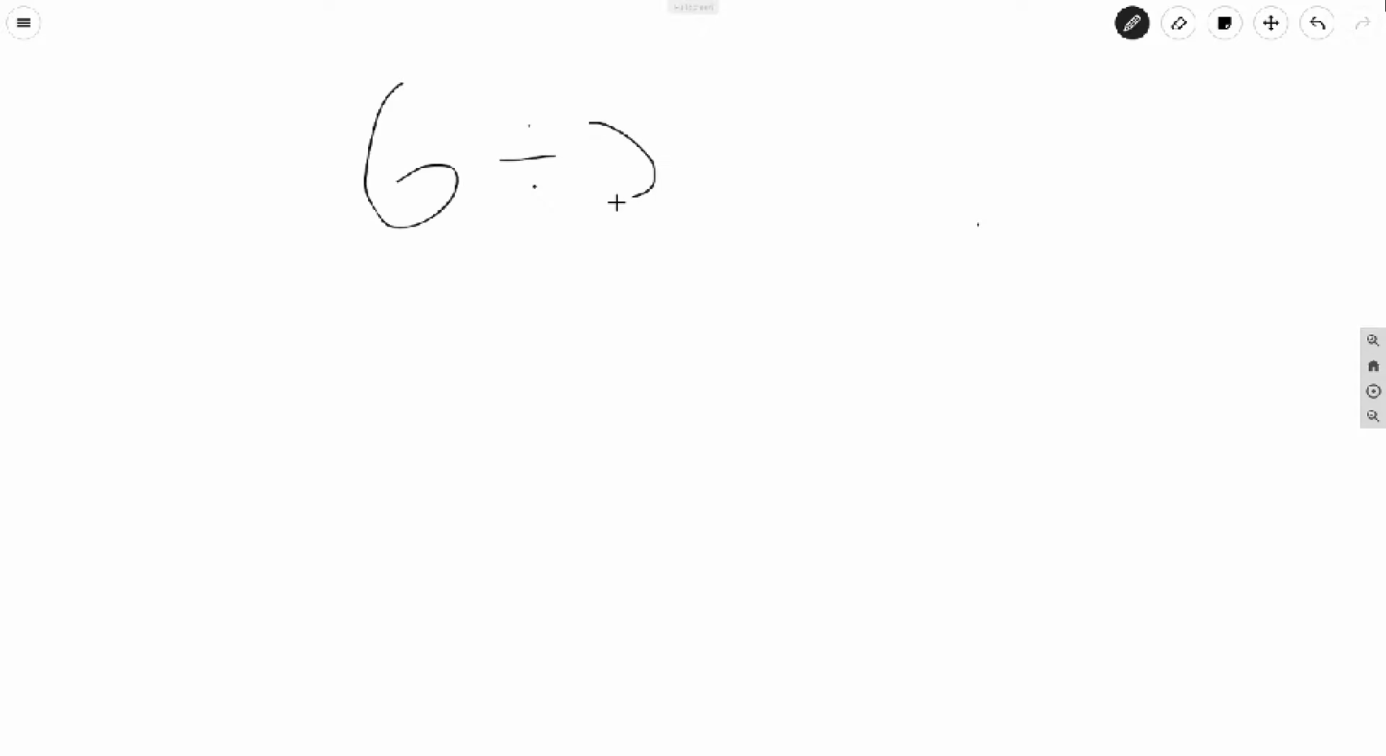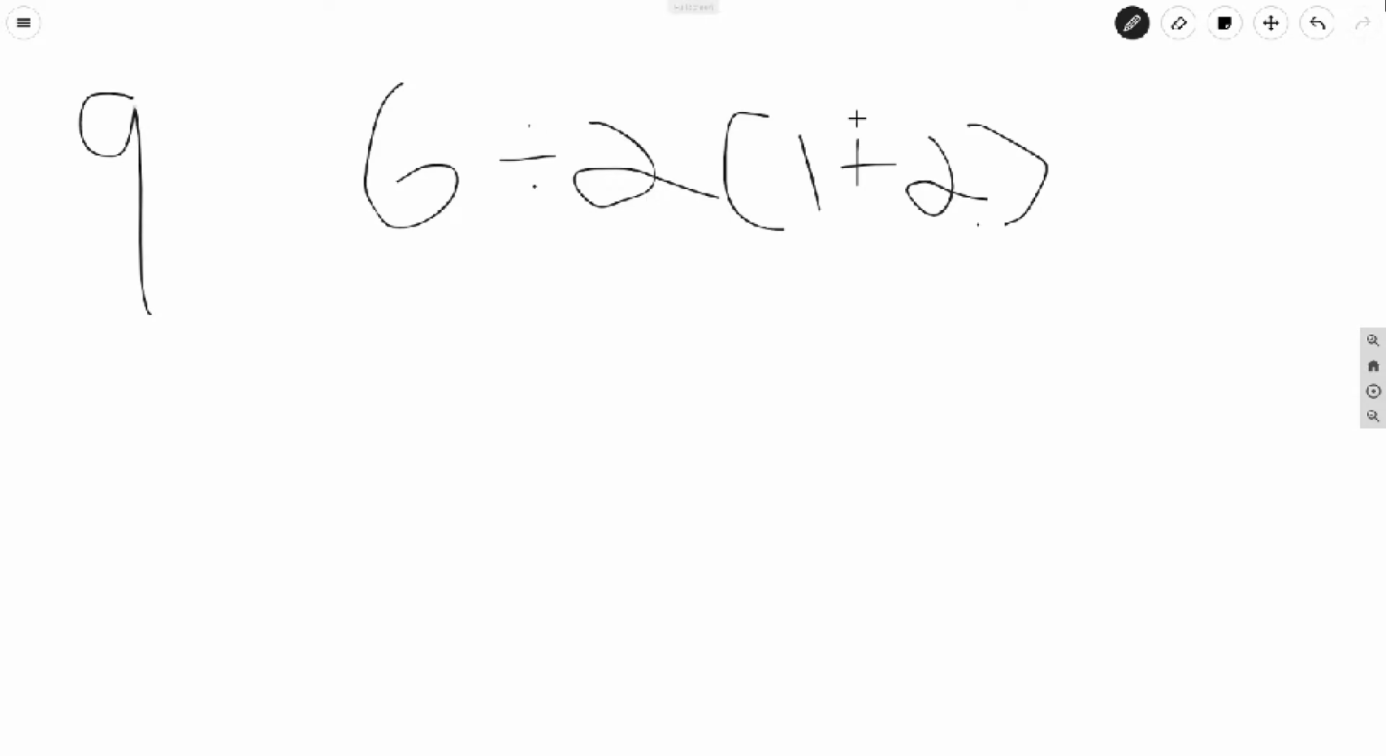divided by 2, parentheses. It's 1 plus 2, right? It's 1 plus 2. Now, my handwriting is not the best, but here's the thing. Alright. So, I'm gonna tell you why it's 9, dude. Because if you learn PEMDAS or just order of operations in general, you should know.